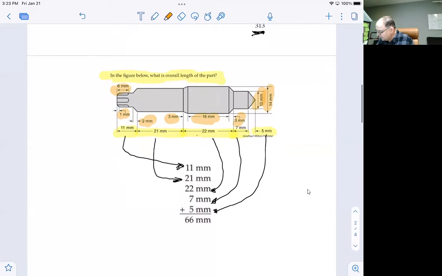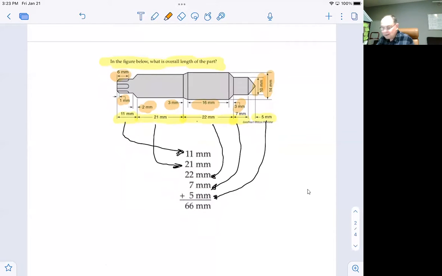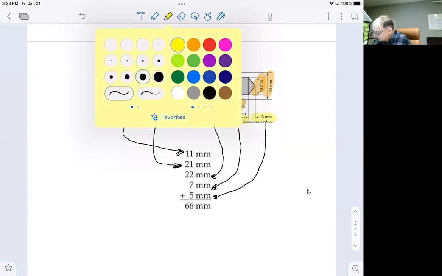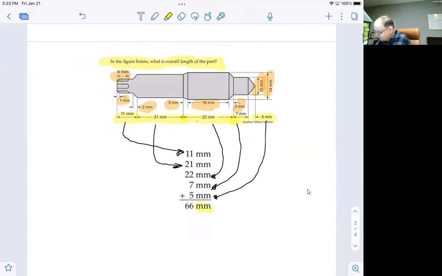So the rest of the solution to this problem is to go ahead and carry out the addition. And note that each one of the numbers we're adding together has the units millimeters associated with it. So we're adding millimeters plus millimeters plus millimeters plus millimeters plus millimeters. That means we're going to get a result that has millimeters for units. And then the rest of the work is just to carry out the addition.